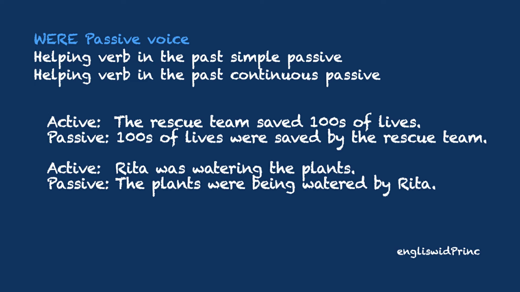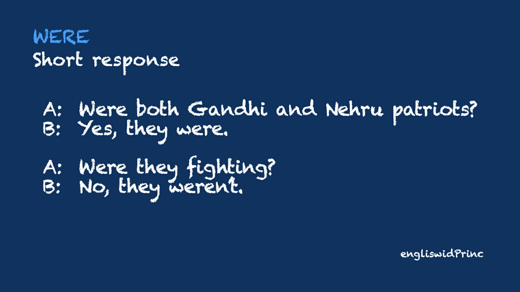Next, active. Rita was watering the plants. The plants were being watered by Rita. Next, were to give short responses. It's conversation A and B. Were both Gandhi and Nehru patriots? Yes, they were. This is the response. Next, A. Were they fighting? No, they weren't. This is how used for short responses.